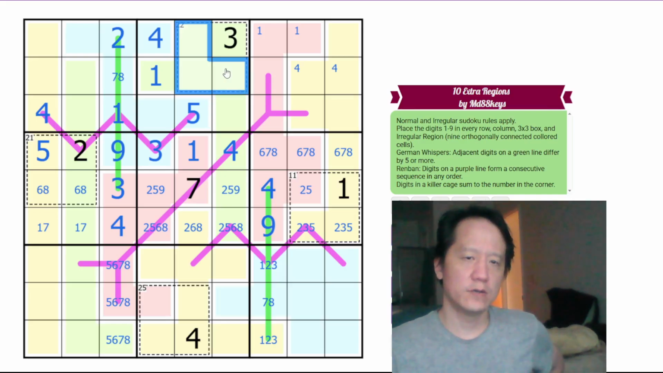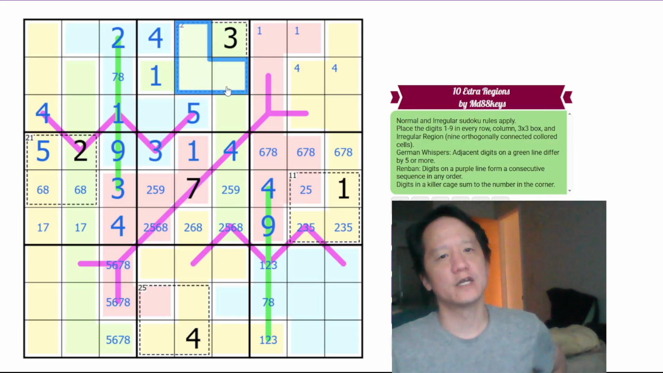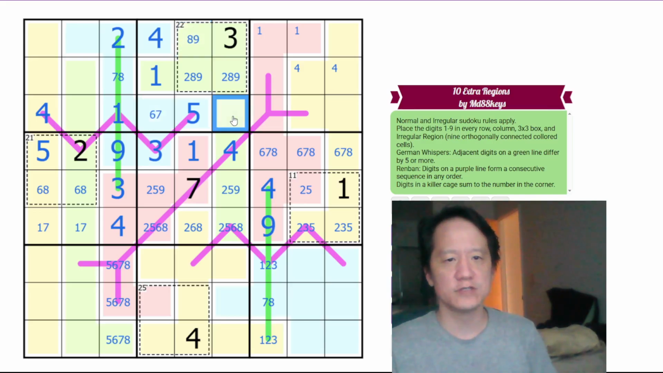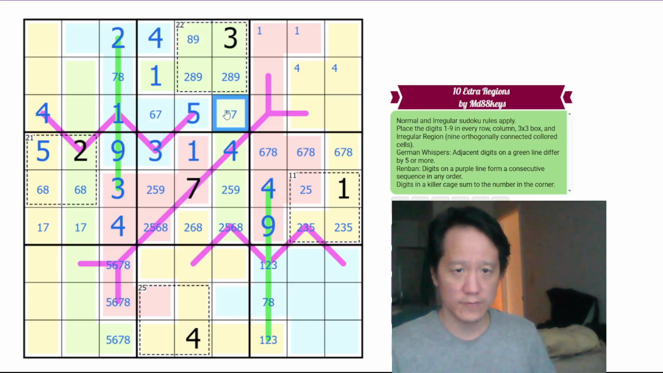I think this has to be 2, 8, 9. If you don't have 2, 8, 9, the minimum then would be 6, 7, 8, which already adds up to 21, which doesn't add up with 3 then. So this is 2, 8, 9, so this can't be 2. That leaves us as 6, 7, 6, 7. This 2, 8, and 9 triplet eliminates 2, 8, and 9 in the rest of this irregular region, so this can't be 2, 8, and 9.